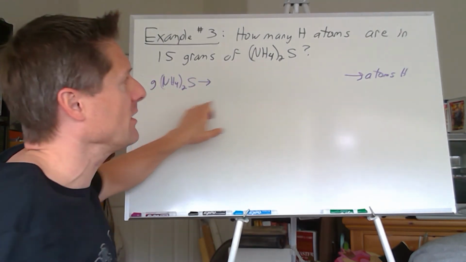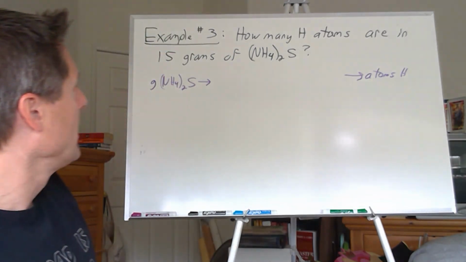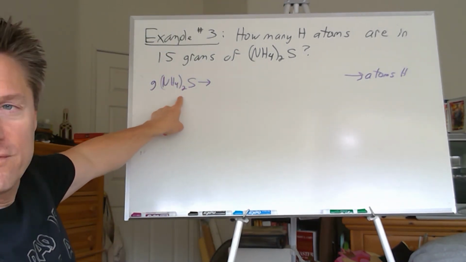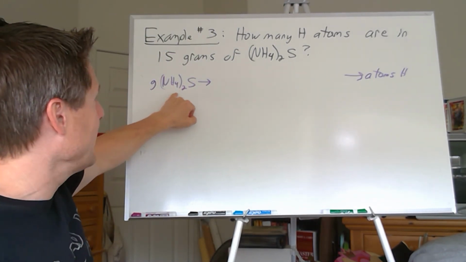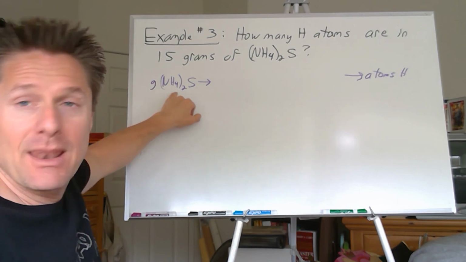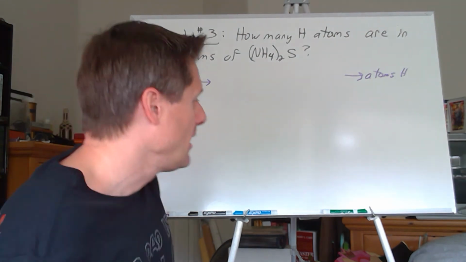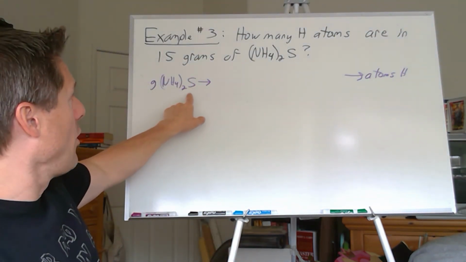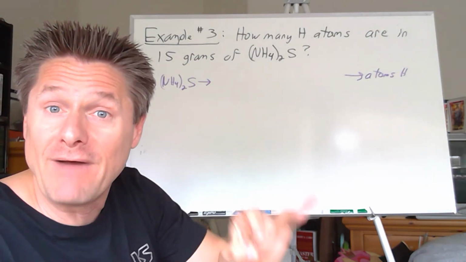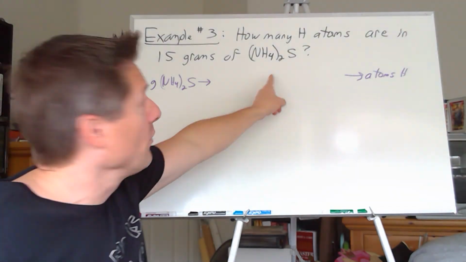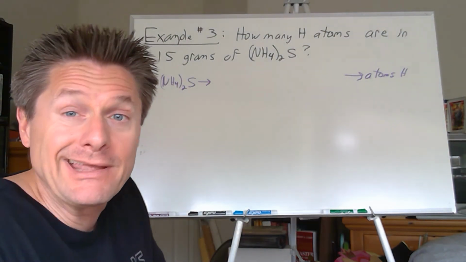So here's our starting point of our journey. There's our ending point. So if I can get to moles of ammonium sulfide, I can break it down. There's 8 atoms of hydrogen, or 8 moles of hydrogen per mole of that. So let's get to moles of this and then break it down into moles of hydrogen. And then once we're in moles of hydrogen, we can use Avogadro's number to get to atoms of hydrogen.